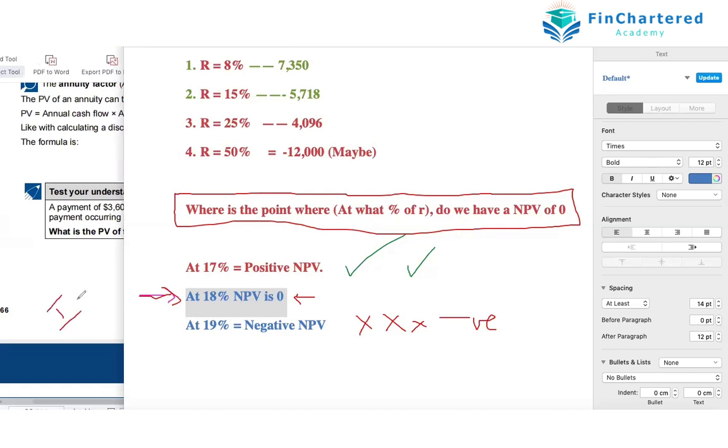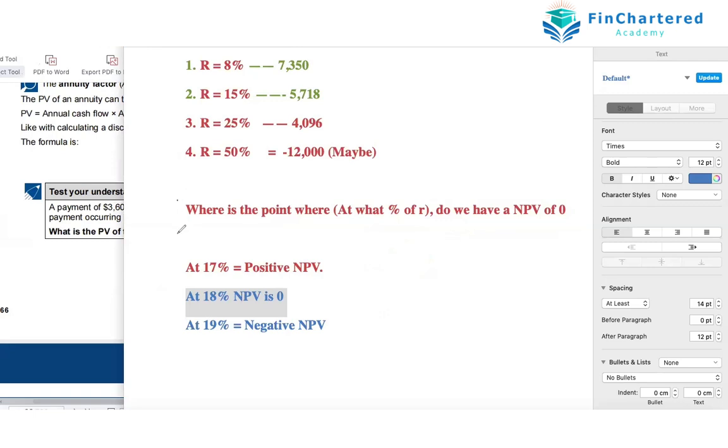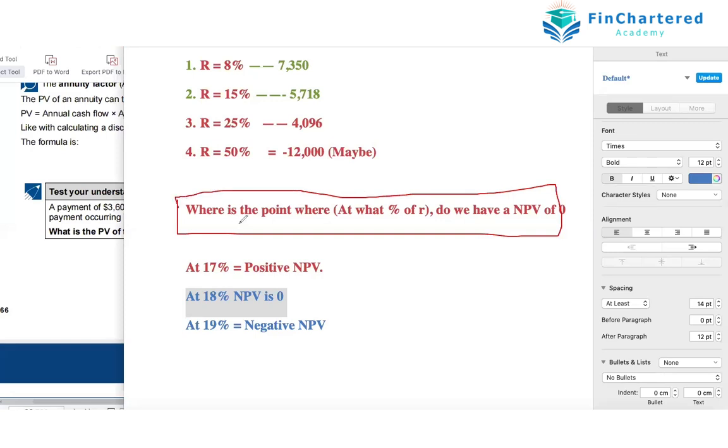IRR. So basically, I'm just going to clear the screen. But what I have defined here is basically the IRR. That percentage at which the NPV is 0. And in my example, 18% was the IRR. So if the cost of capital is less than IRR, we will accept the project. If the cost of capital is less than IRR, we can confidently accept the project.